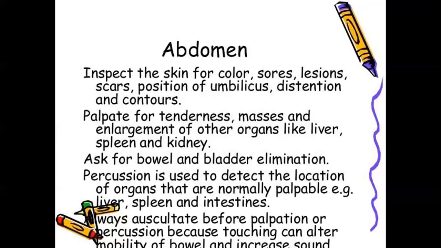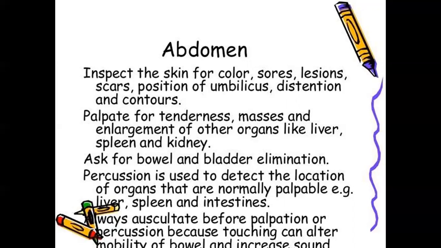So coming to the abdomen. In the abdomen, you have to inspect for the color, sores, lesions, scar, position of the umbilicus, distension and the contour. Even you can palpate and find out whether there is any mass present or not. Also you can find out the enlargement of organs such as liver, spleen and the kidneys. Then you have to ask the patient about their bowel and bladder elimination. So that also you have to note down.